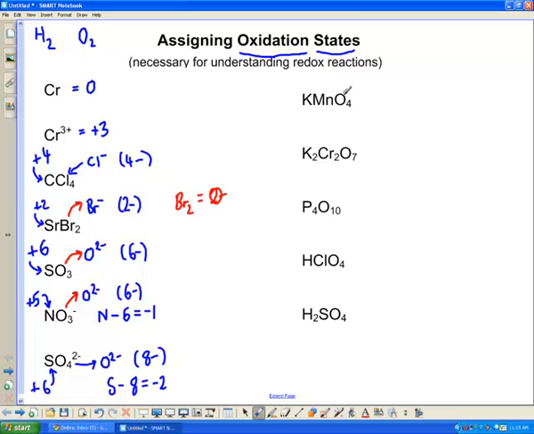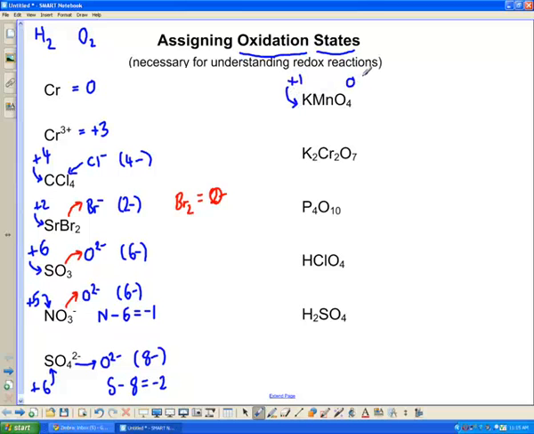Alright, so that's a bunch of ones to begin with. Now when we move over here, we have molecules that are slightly more complicated, but we can follow exactly the same pattern. Potassium, manganese, oxygen. Potassium is in group 1. Its charge is always going to be the same. That charge is always going to be +1. That's always true for elements in group 1, for metals in group 1.